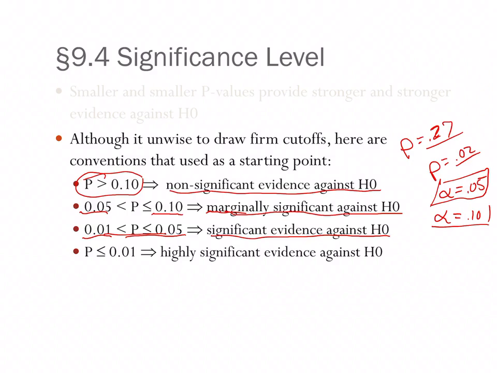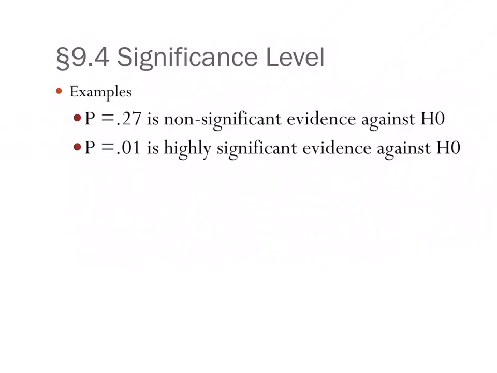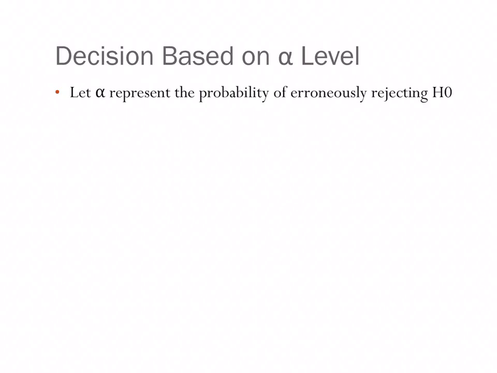Now, the very last one: a p-value of less than 0.01 is highly significant evidence against the null hypothesis. You can see alpha levels equaling 0.01 sometimes, and this is highly significant evidence against the null hypothesis. So, like we said, here's an example. Our example p-value of 0.27 is non-significant against the null hypothesis, and a p-value of 0.01 is highly significant against the null hypothesis.